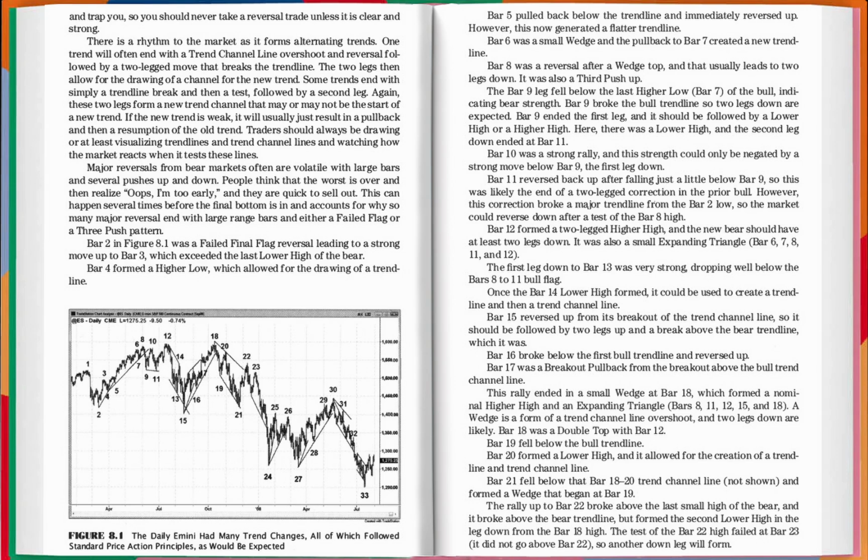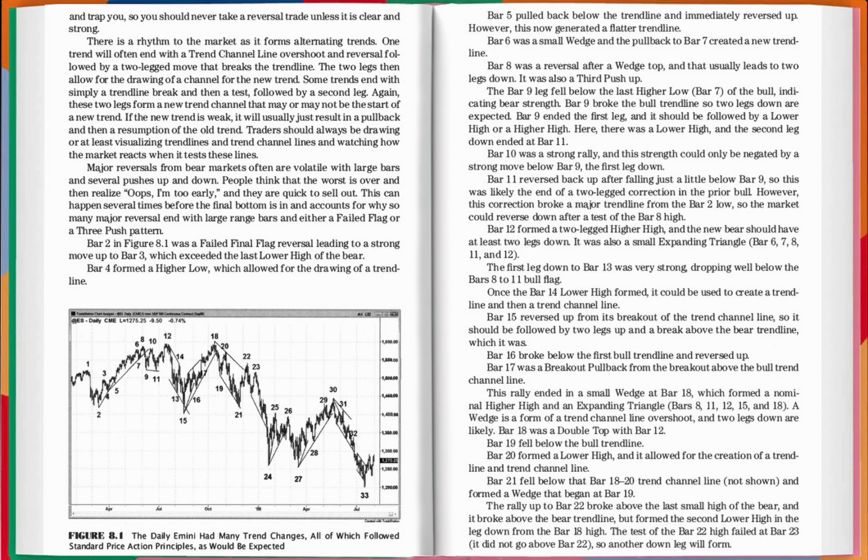Bar 2, in Figure 8.1, was a failed final flag reversal leading to a strong move up to bar 3, which exceeded the last lower high of the bear. Bar 4 formed a higher low, which allowed for the drawing of a trend line. Bar 5 pulled back below the trend line and immediately reversed up. However, this now generated a flatter trend line.